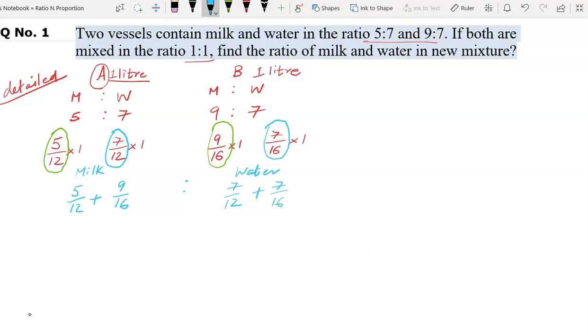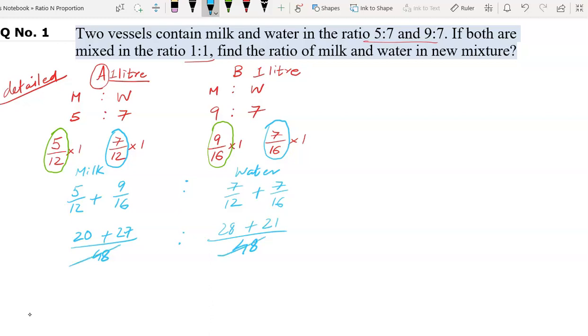Now we know how to add it. We will take the LCM. 12 and 16, the LCM is 48. So 12 4s are 48, sorry. 12 4s are 48, 4 5s are 20. 16 3s are 48, so 3 9s are 27. And here also the LCM will be same. 12 and 16 is 48. 12 4s are 48, 4 7s are 28. 16 3s are 48, 3 7s are 21.